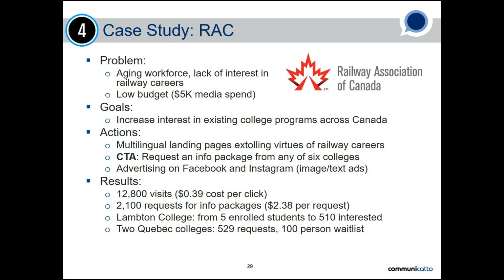Lambton College is one of the colleges we worked on behalf of. At the beginning of 2017, they had 5 students in their rail program, and we generated an additional 510 prospective students interested in that program. The 2 Quebec colleges worked in tandem with each other because of their proximity. They ended up with 529 requests for information. They had a 100-person wait list on their rail program. So we're very satisfied, and I think the client was very satisfied with this campaign as well. And, hey, it even won a couple of awards.